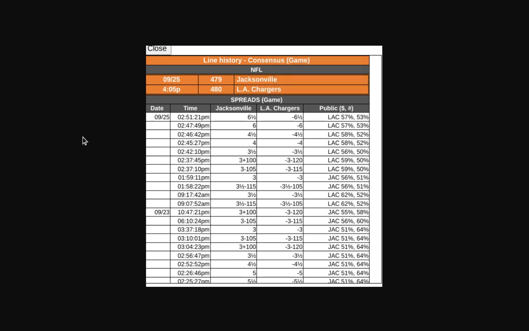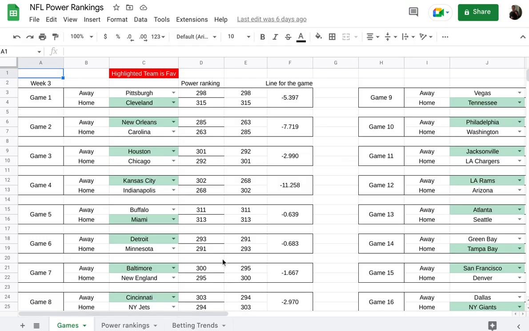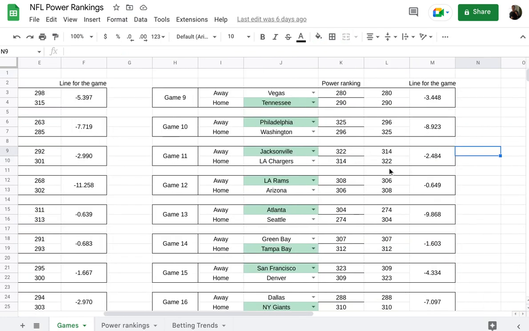And the big game here, Jacksonville and the Chargers. You can take a look at my line. This is funny. If you follow me on Twitter, you already know about this. I blocked somebody last week. Jacksonville, via my power rankings, were the number 3 team in all of the NFL.